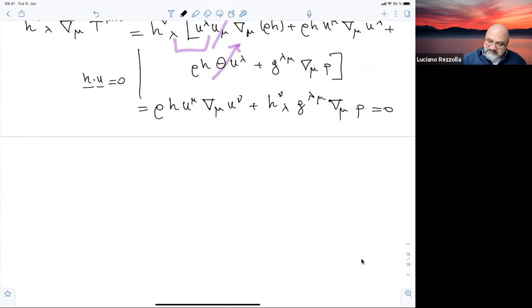Okay, let me write this in a different form. So I have u^μ ∇_μ u^ν is equal to minus h^νλ ∇_λ p over ρh. Actually, I get rid of this as well. So I just have the following: u^μ ∇_μ u^ν = -h^νμ ∇_μ p / (ρh).